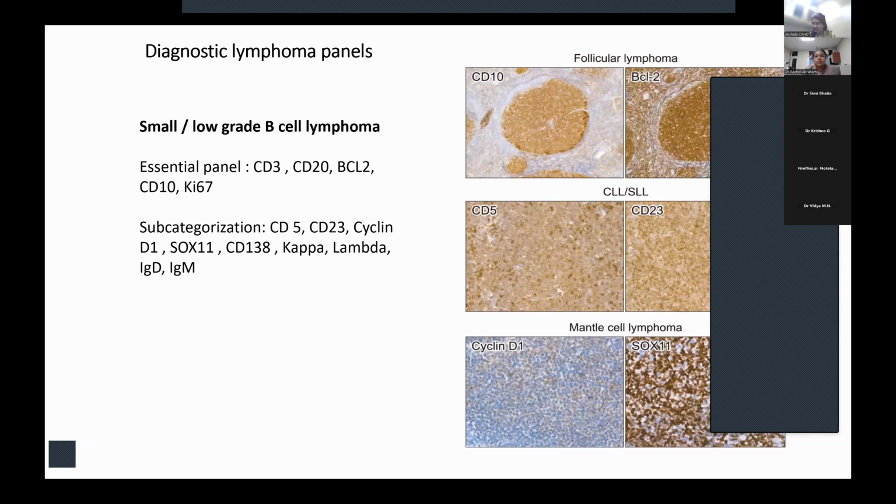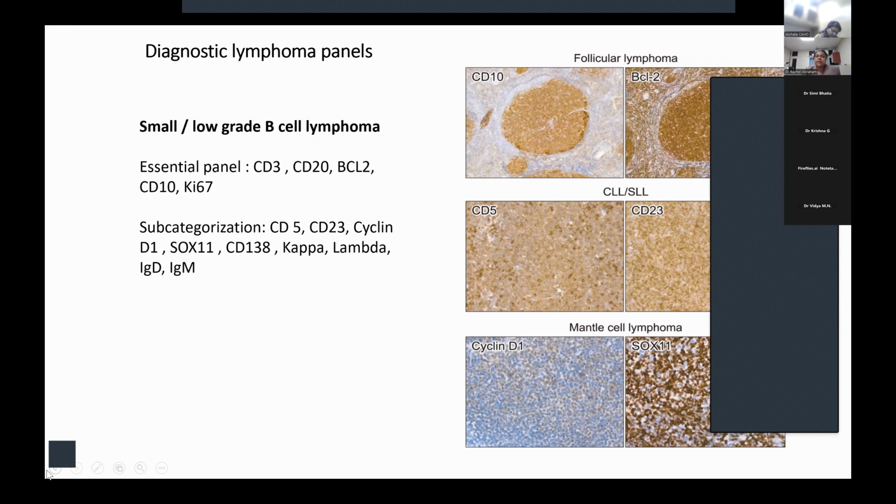But before we go further, I would like to make the point that whatever panel you choose, it has to be based on the morphology. So suppose you are suspecting a low-grade B-cell lymphoma, you have a monotonous population of small lymphoid cells seen either as nodular aggregates or sheets, you go ahead with this panel.